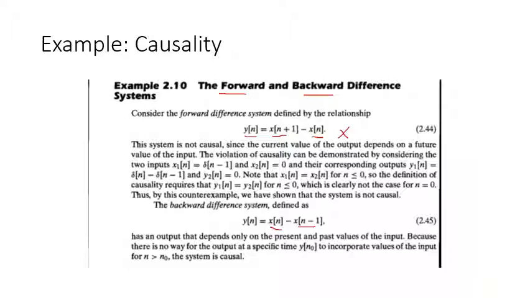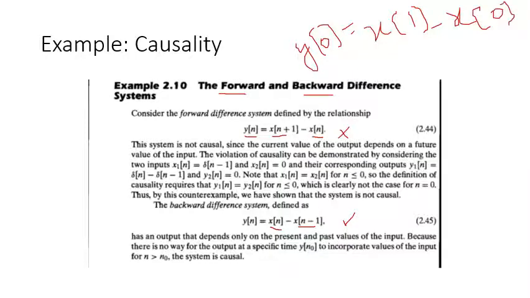Here the output will depend on current and previous. So this is okay. Even if you solve it, if I put n is equal to 0, this will become y of 0, and this will become x of 1 minus x of 0. According to the definition, this is k. K should be less than n. Here we can see that output at sample 0 depends on 1, which is not correct. So it cannot be a causal system.